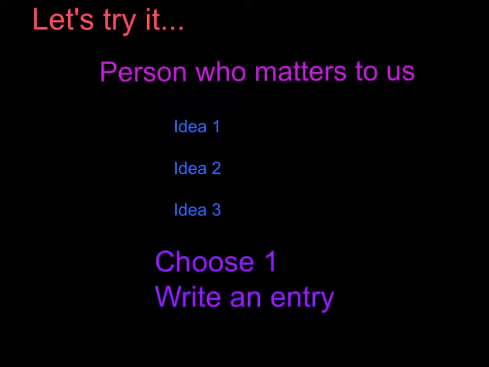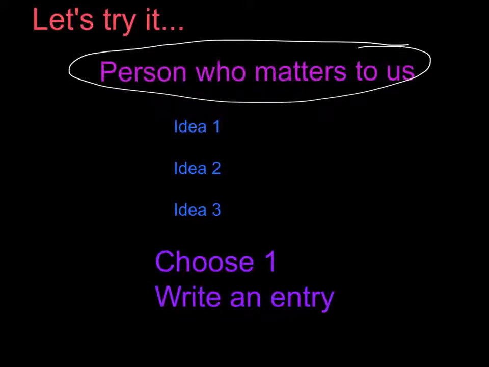Let's try this strategy together, so you'll each have one strategy that can get you started writing today. We'll think of a person who matters to us. List ideas about that person, and then choose one and write an entry exploring that one idea. So first we need to think of someone who matters to us. Turn and talk to your partner about somebody who matters to you.